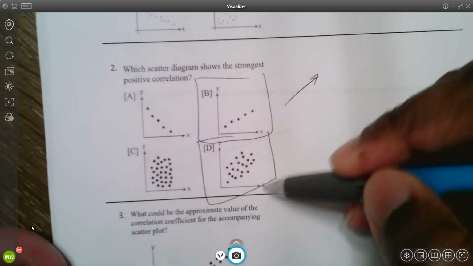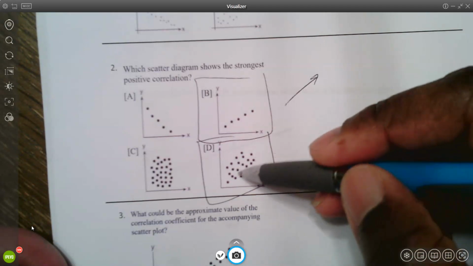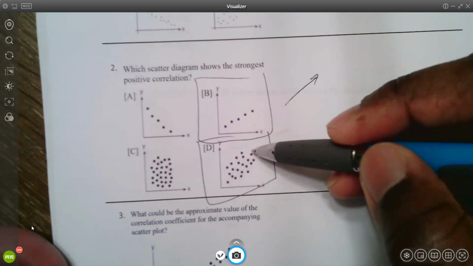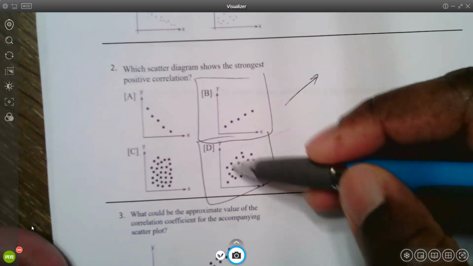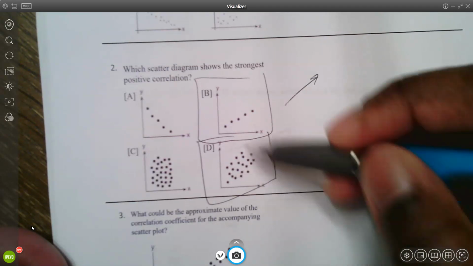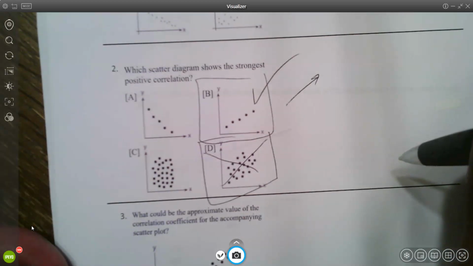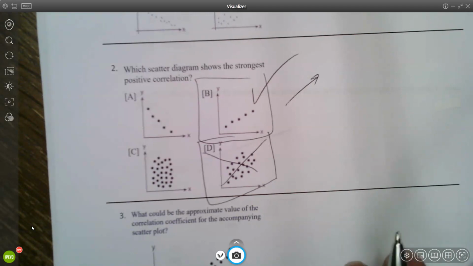So the strongest positive one will have the dots closer together in a line. The closer it is to a straight line, as in the tighter these dots are together, the stronger the correlation. This is clearly the right answer. So the correct answer is actually B. Let's go to the next one.